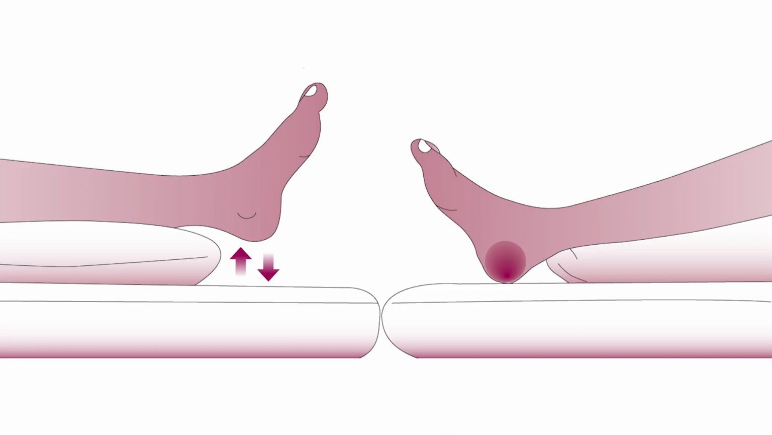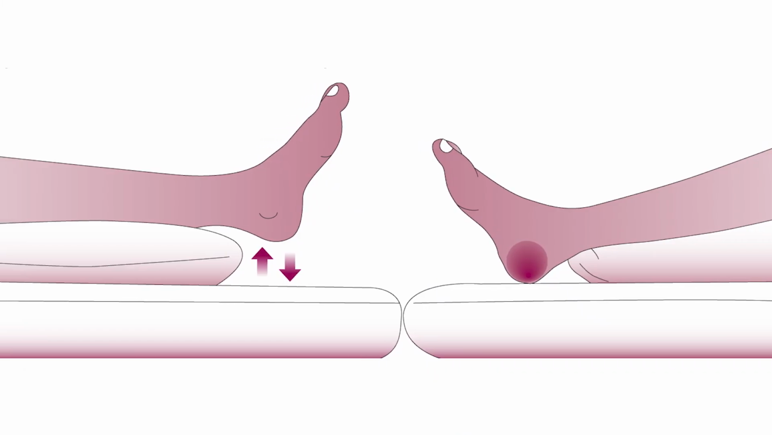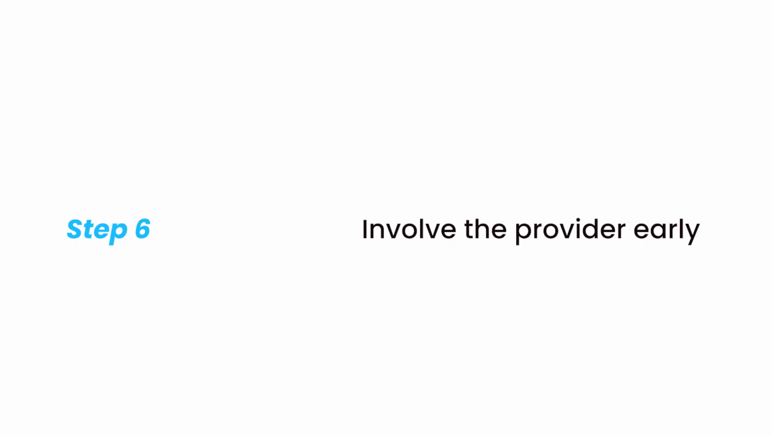Step 5 is offload pressure completely, not just reduce it, eliminate it. If the wound is on the heel, it should be floating. If it's on the sacrum, the patient should not be lying on their back. Step 6 is to involve the provider early if the wound isn't improving. Don't wait a month. 2 weeks of no progress is your signal.